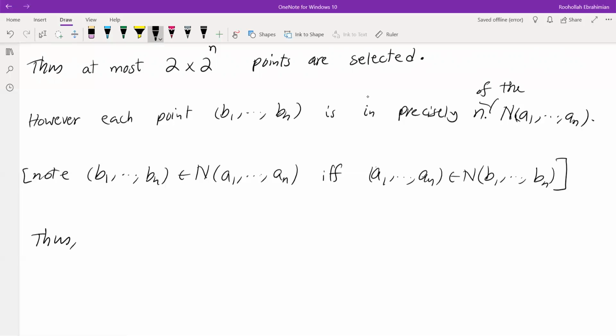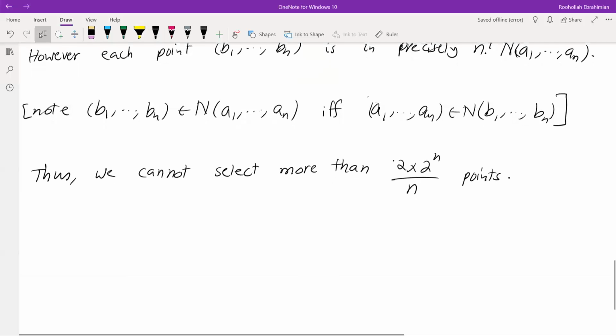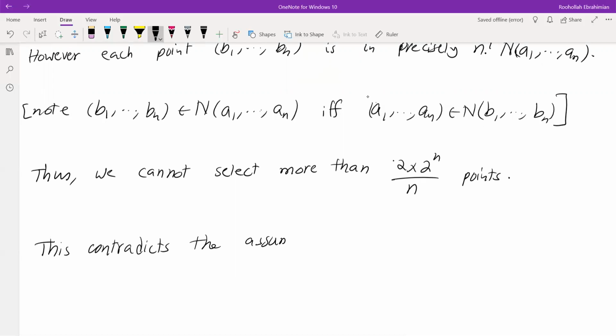Thus, we cannot select more than 2 times 2 to the power of n divided by n points. And this is a contradiction. And this completes our proof.